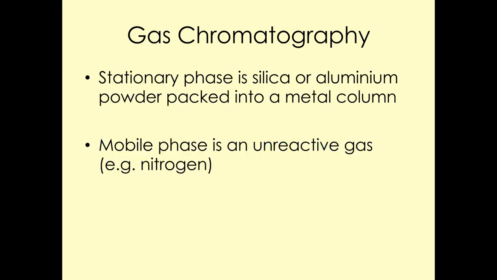So what is gas chromatography? Hopefully you've watched the video and you know. But if you didn't, we talked about stationary phase and mobile phase, because for chromatography we need both. For gas chromatography, the stationary phase is, again, silica or aluminium powder, similar to thin layer chromatography. But instead of being on a glass plate, it's packed into a metal column. And the mobile phase is an unreactive gas, for example nitrogen or argon. It has to be unreactive because you don't want it to react with your sample.